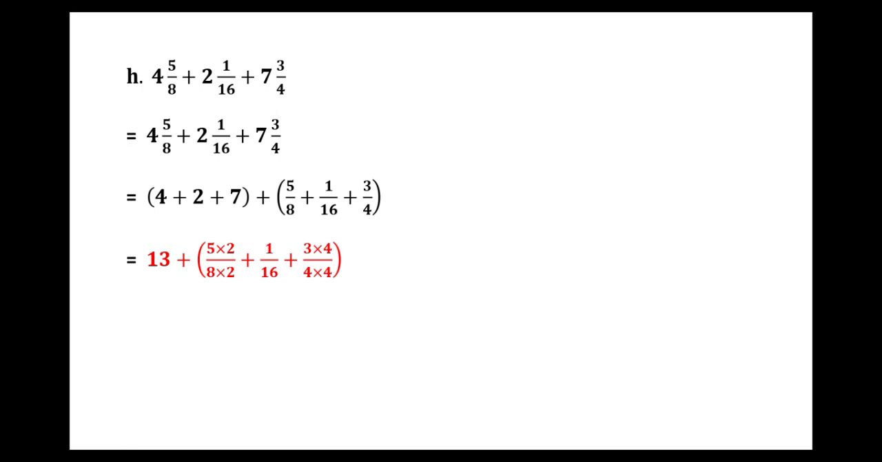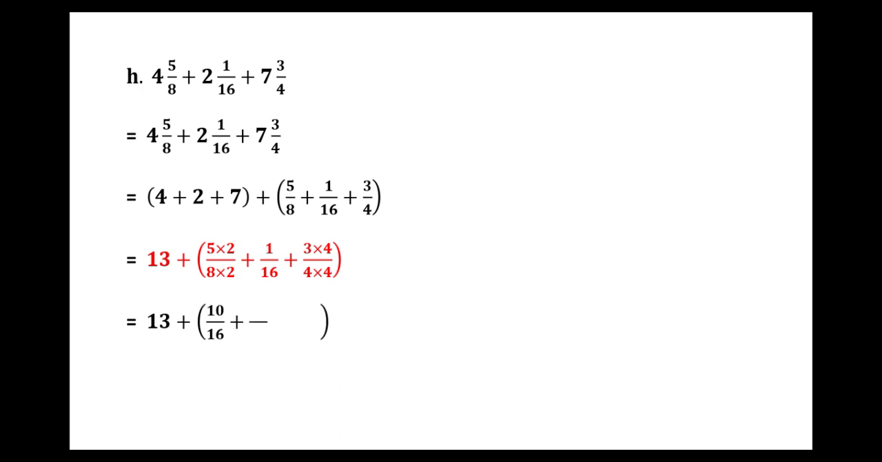In this question you can see that the denominators are 8, 16 and 4. 16 is a multiple of 8 and also a multiple of 4, so we don't need to take the LCM of these three denominators. We directly multiply 5 upon 8 by 2, because 8 twos are 16, write 1 by 16 as it is, and multiply 3 by 4 by the number 4, because 4 fours are 16.